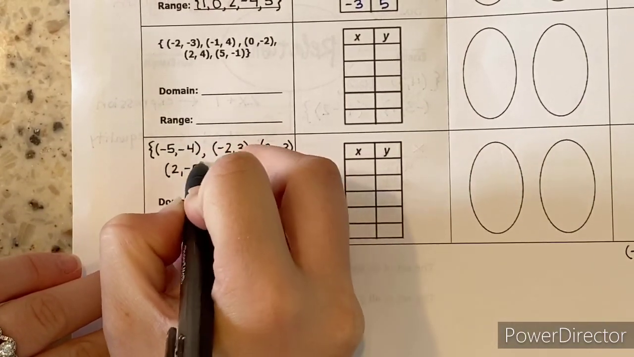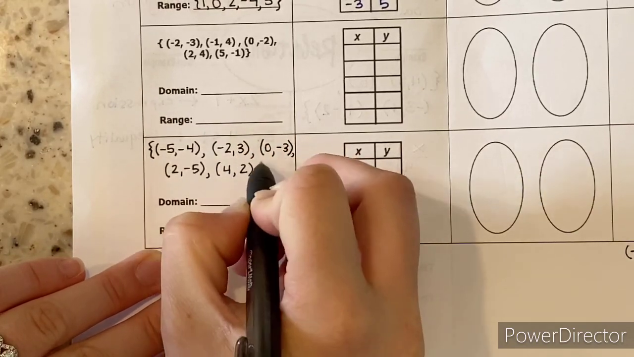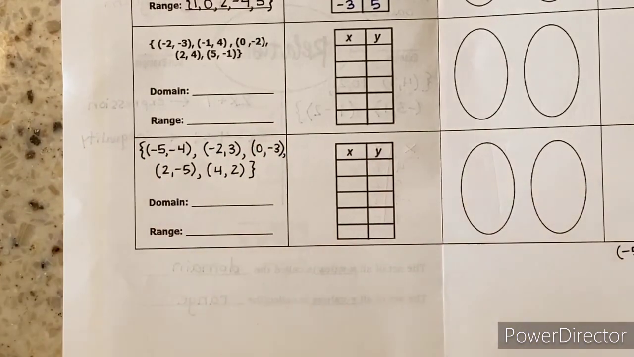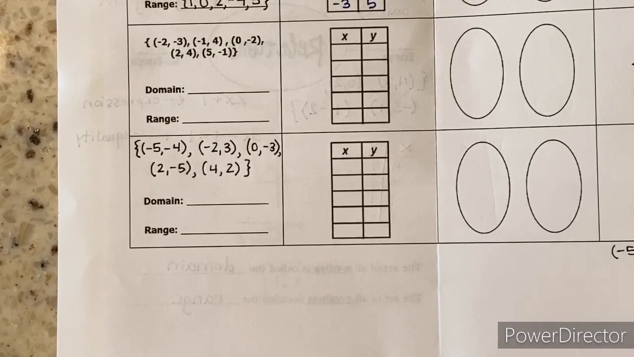2, negative 5, and 4, 2. And then I close my set. So those are my 5 ordered pairs. We just found those from the graph, so they're written below that graph that we have.